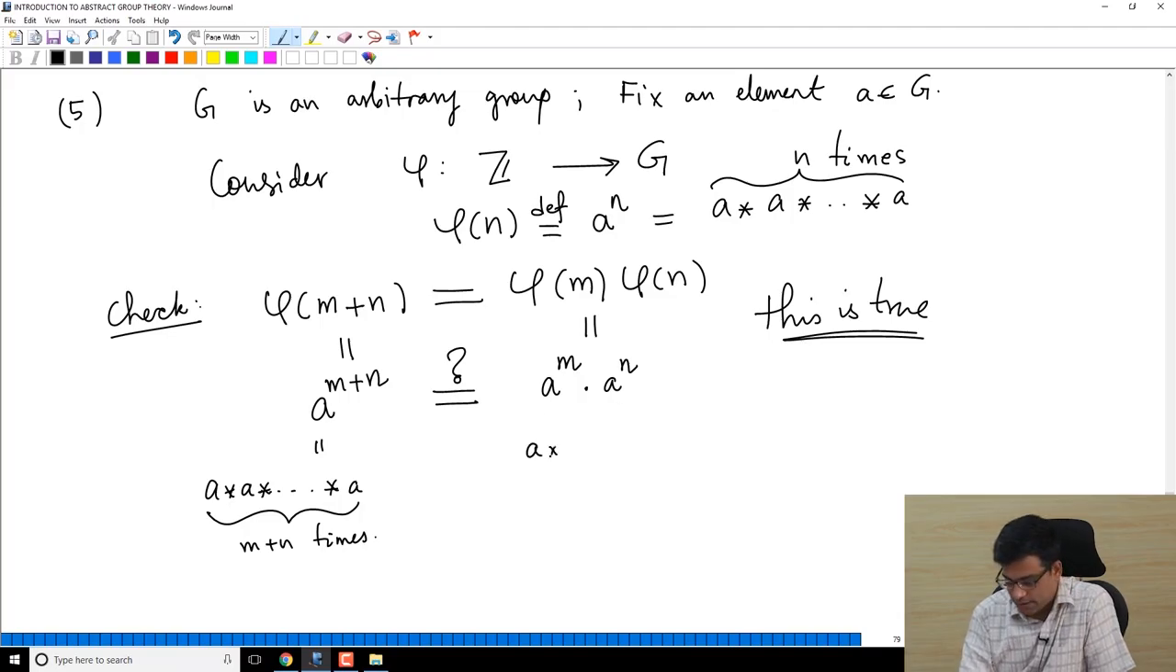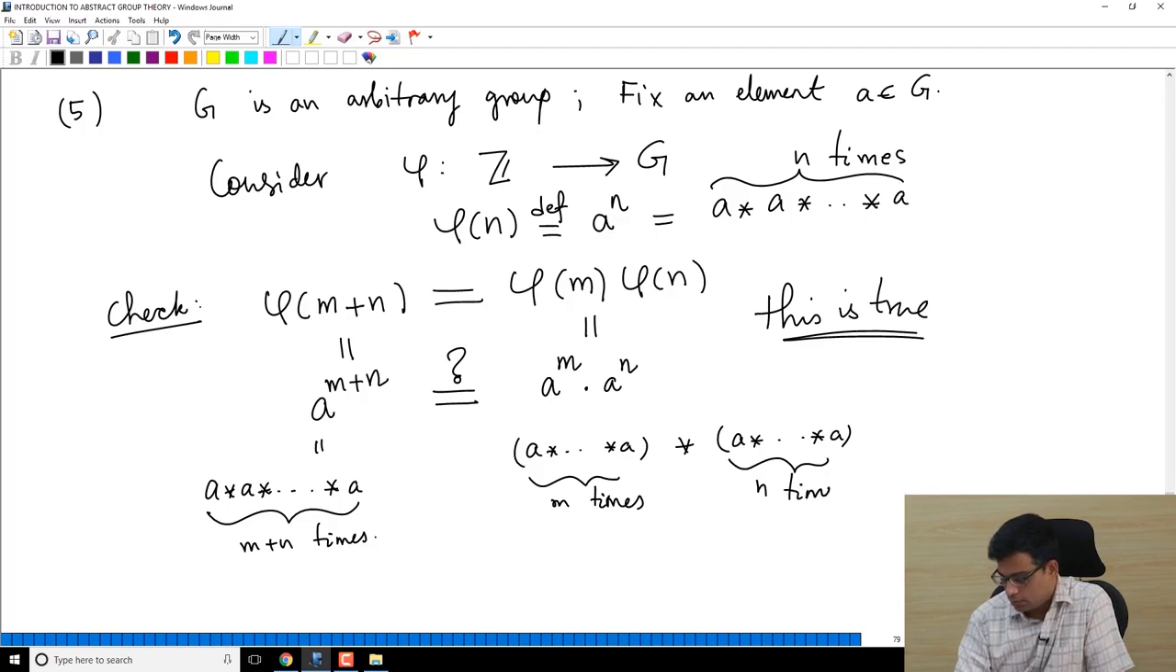And this is, first I will do a star a, m times, and then I do star. Note that I am using dot and star interchangeably here. In the second we have n times. So we have a star a, m plus n times, and here m times, and then star n times.